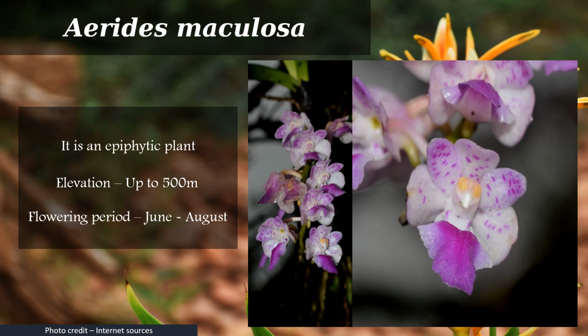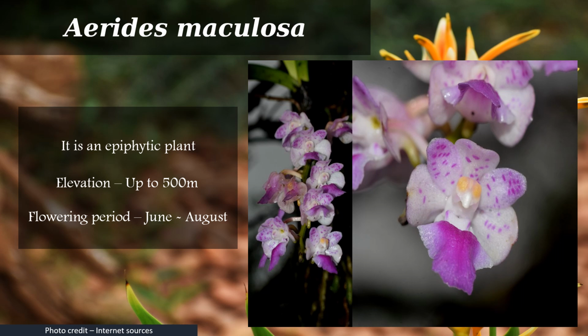Then moving on to Aerides maculosa. The common name is sometimes fox brush orchid, or cat's tail orchid. Why does it have such a name?